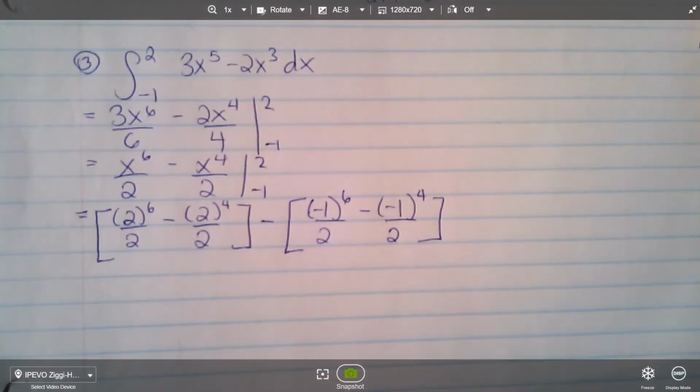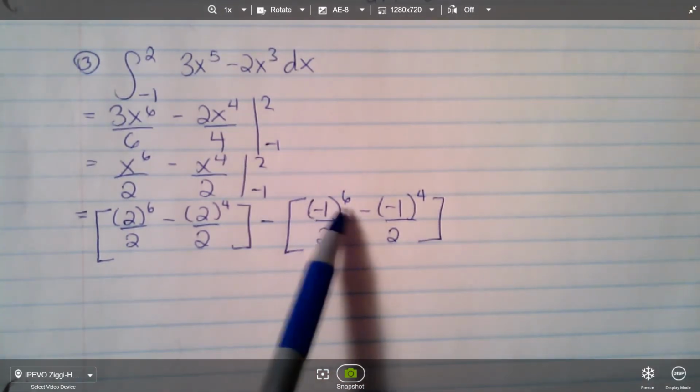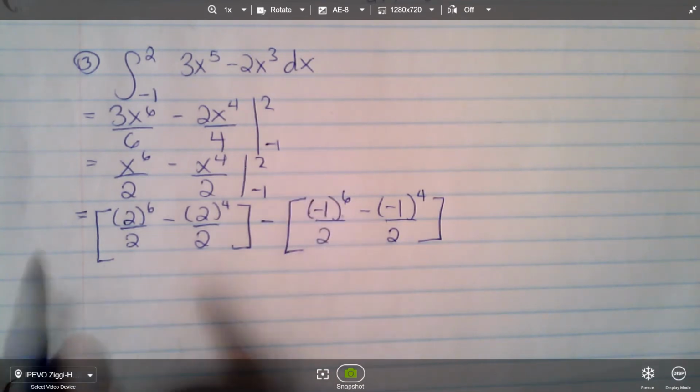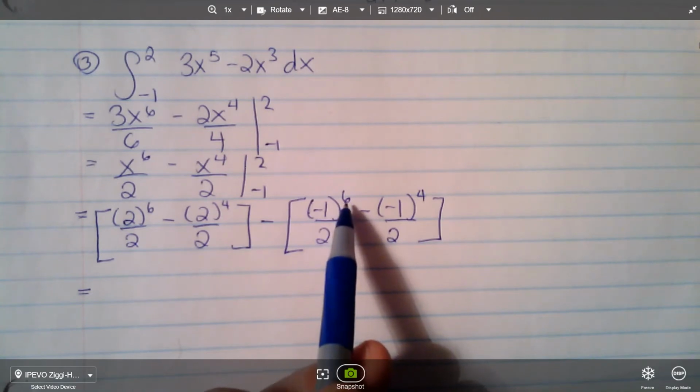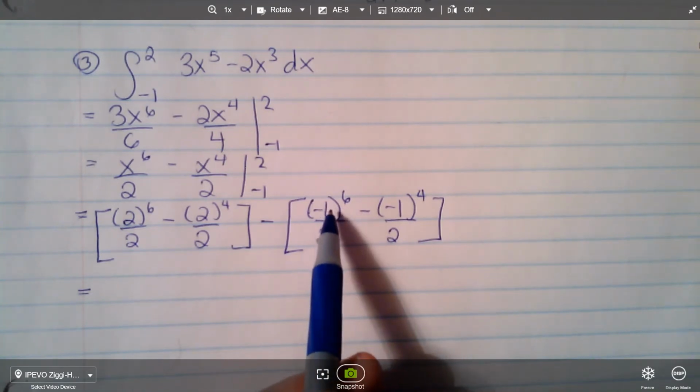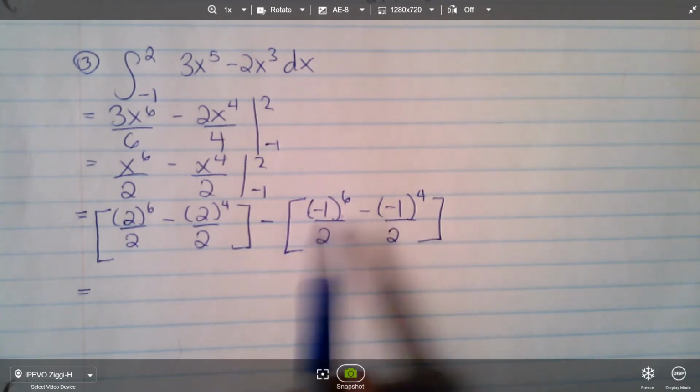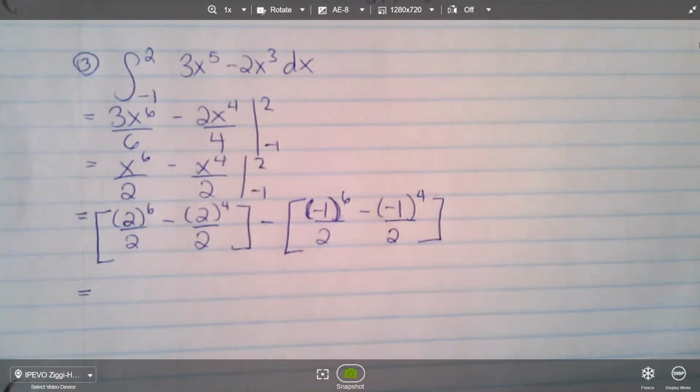Alright. Be careful when you put these in the calculator. Remember, they have to have brackets on them before you evaluate. Otherwise, you're going to get minus 1 to the power of 6, so you're going to get negative 1. It's not supposed to be negative 1. These both actually come out positive, so make sure you've got those brackets in your calculator.